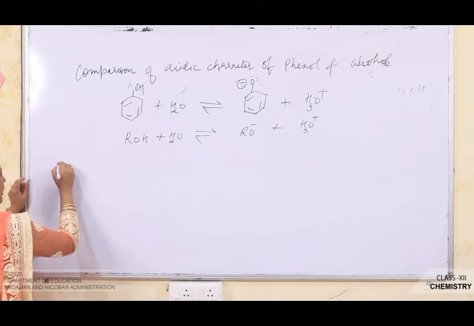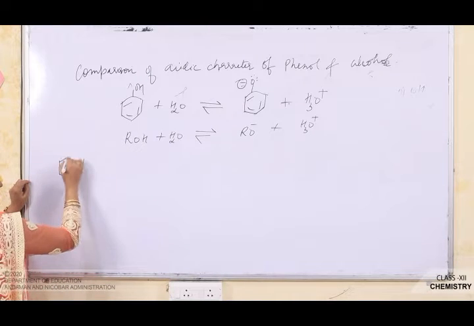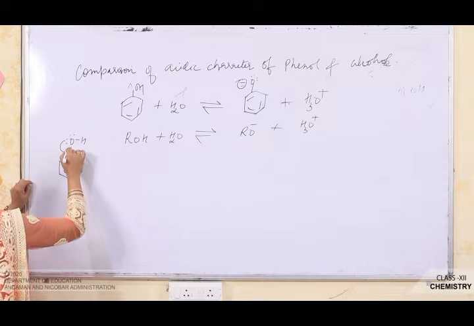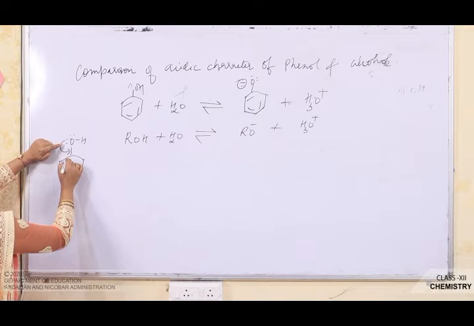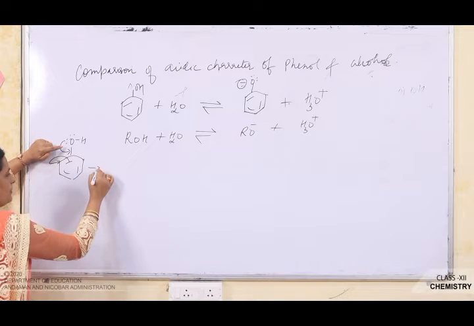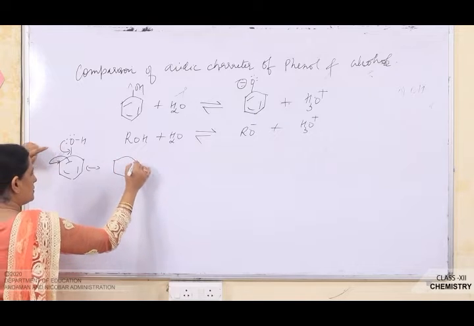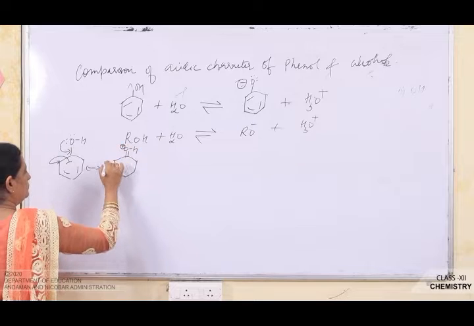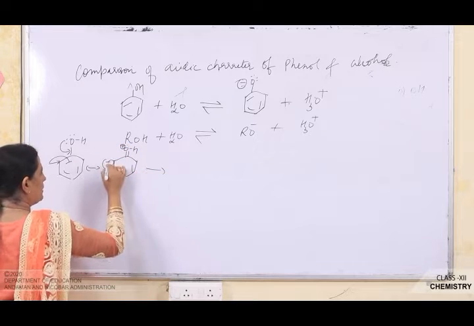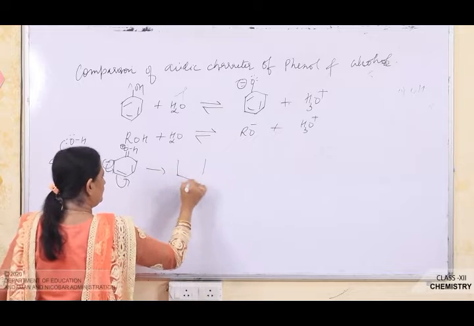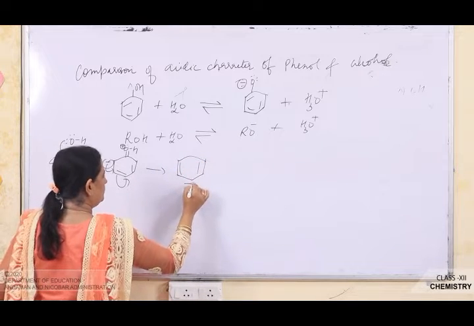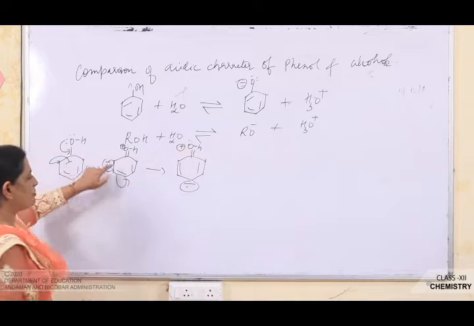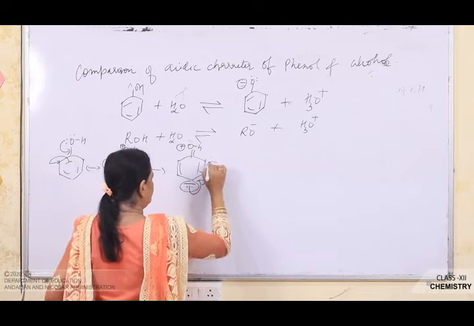Now in case of phenol, what is possible? Resonance is possible. Why? Because oxygen has a lone pair of electrons. So the lone pair of electrons on the oxygen atom is involved in conjugation with the pi electrons of the benzene ring. So you're getting a structure like this. What will be the next resonance structure? This way it goes. Now due to resonance, the electron density is increasing in which positions? Ortho and para positions.